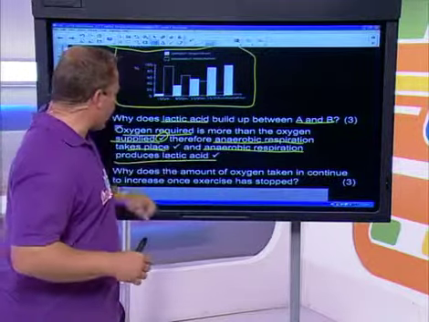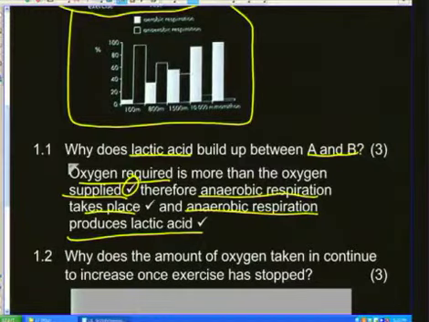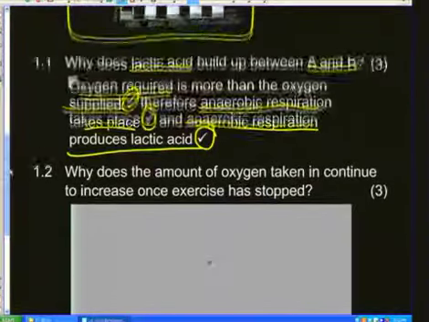Okay, so you're going to get a mark for that. And then, of course, it tells you that anaerobic respiration is taking place. And then what are we making because of it? We're making lactic acid. It's nice and easy. Okay, if we have a look at the next one.